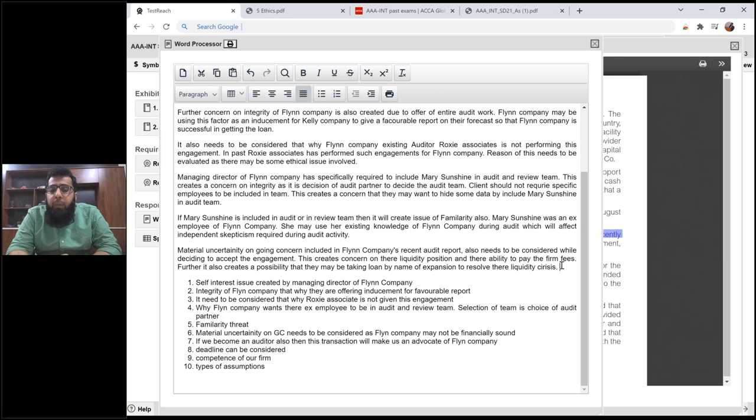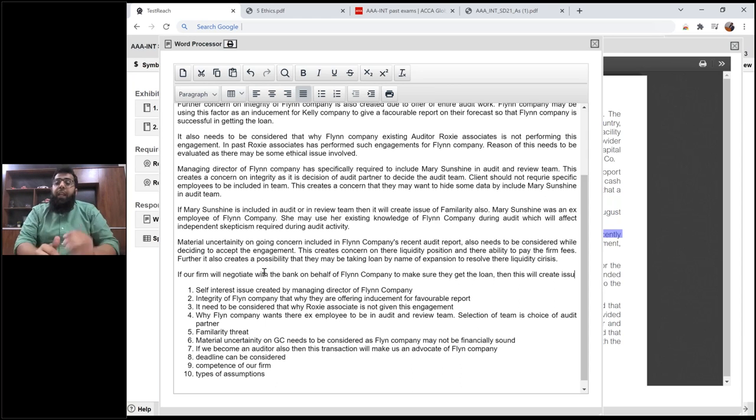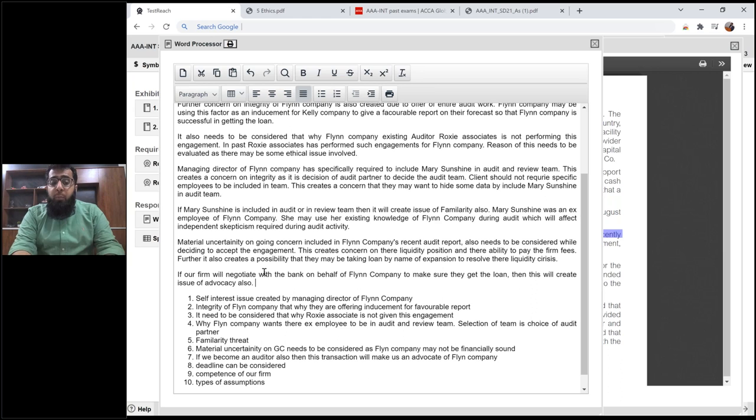Now let's move forward. Seventh, if we become an auditor, then this will also create an advocacy threat. If our firm will negotiate with the bank on behalf of Flynn Company to make sure they get the loan, then this will create an issue of advocacy also. Why will this create an issue of advocacy? Being an assurance provider, it is not permitted to advocate or promote the client's interest in front of third parties.